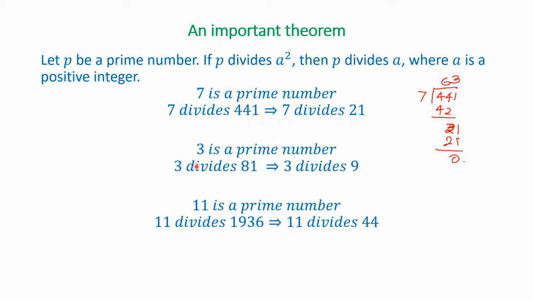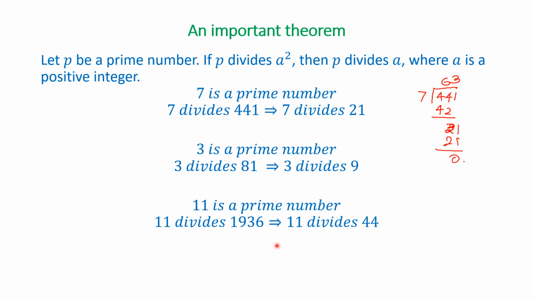Second example is 3, a prime number. 3 divides 81. You know that 3 divides 81 perfectly, and you also know that 3 divides the square root of 81, that is 9. And the third example, 11, which is a prime number. 11 divides 1936, and also 11 divides the square root of 1936, which is 44.